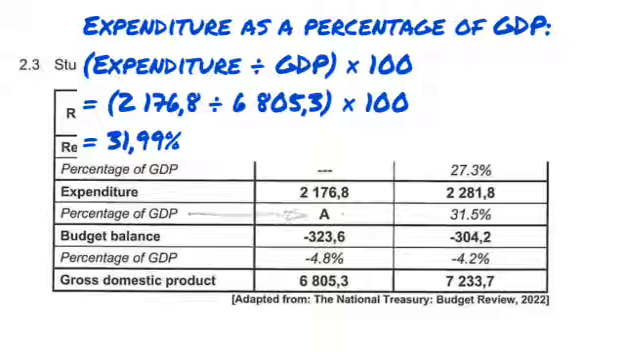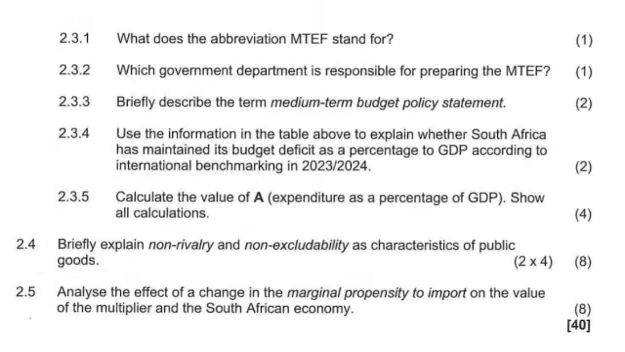If your calculator can do fractions, you just press the fraction button, you put expenditure on top, GDP at the bottom, and then on the side you multiply by 100. It should give you the same answer.